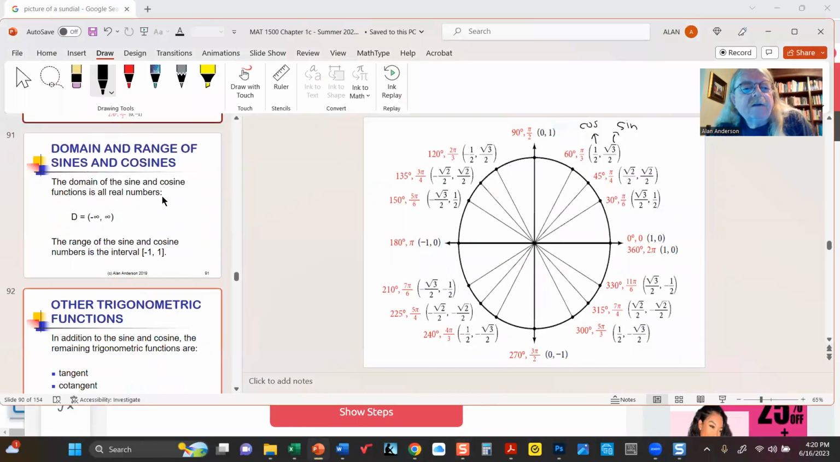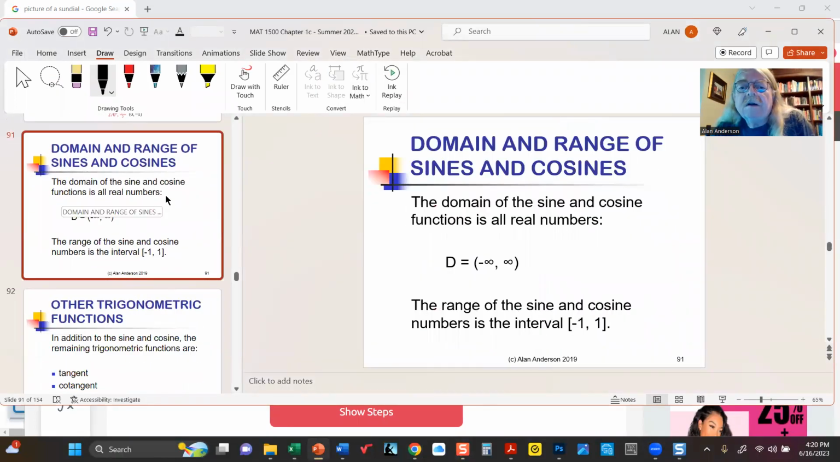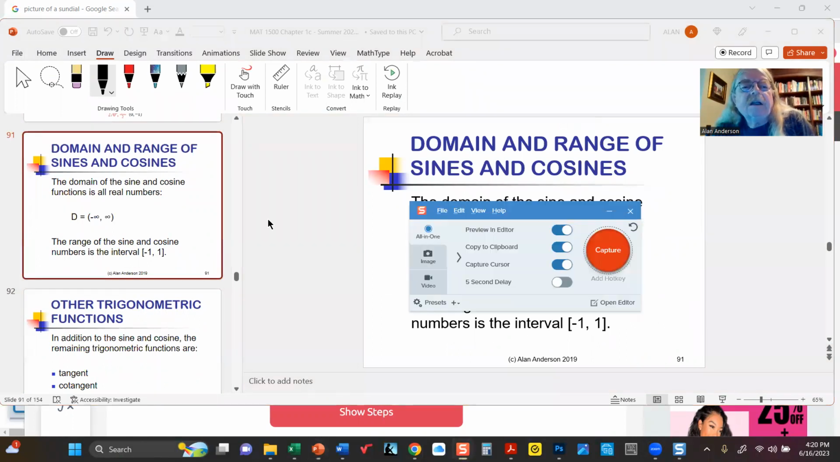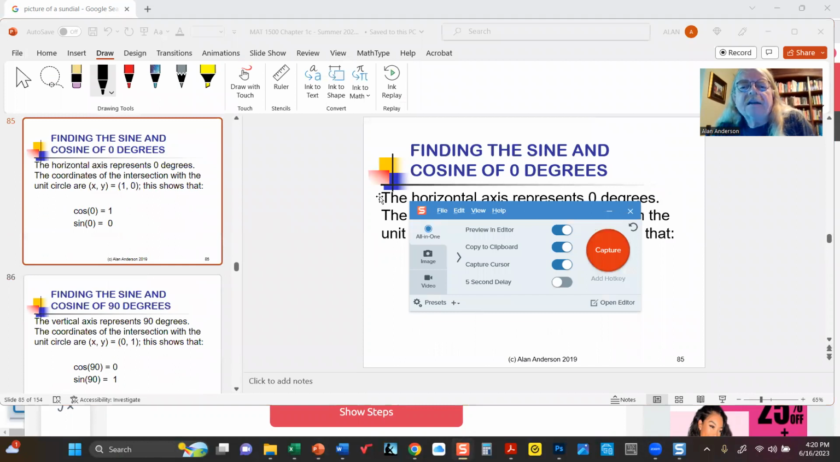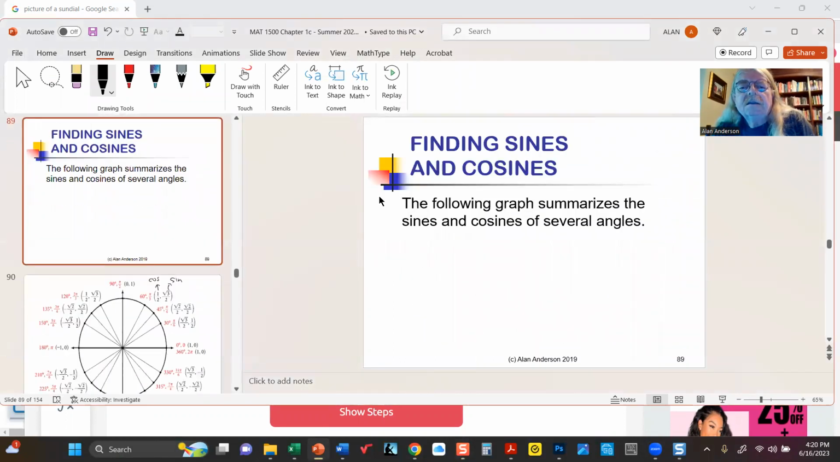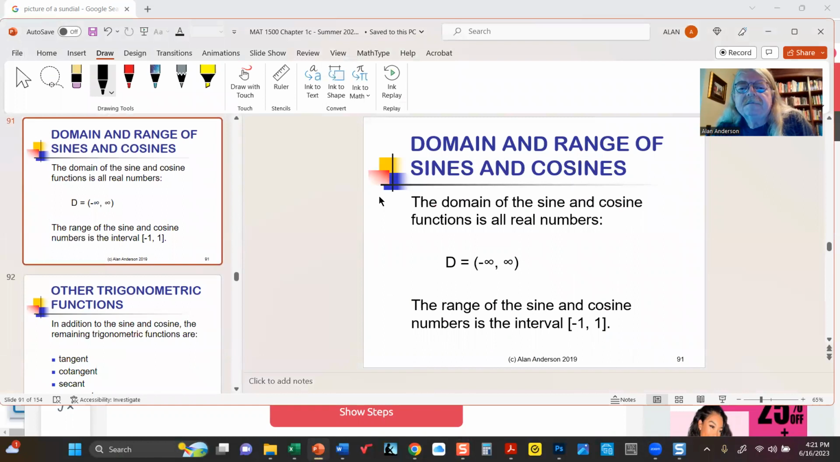All right, what else should we cover? Oh, the domain and the range. In case you're wondering, I'll tell you. Let's take a quick look at a graph of, before we even get into that, sine x and cosine x.